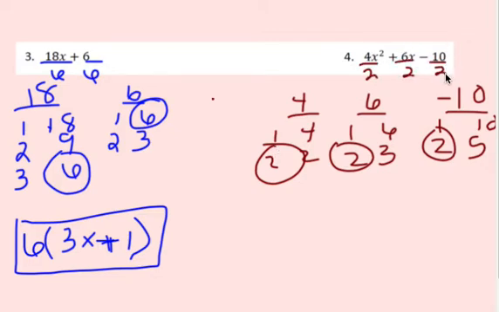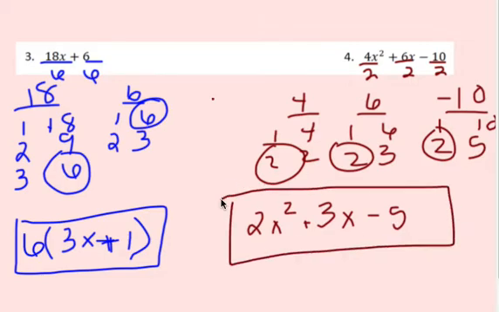So 4 divided by 2 is 2 and then x squared. 6 divided by 2 is 3 and then x. Negative 10 divided by 2 is negative 5. Again, I can't take an x out because I don't have an x in each term. So this right here is your final answer for number 4.